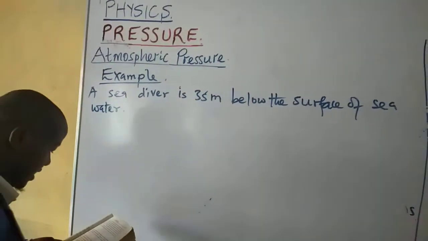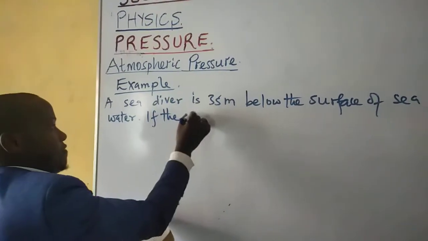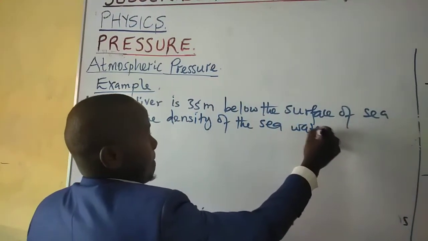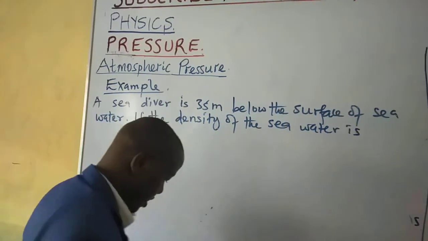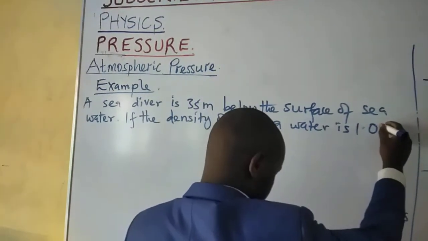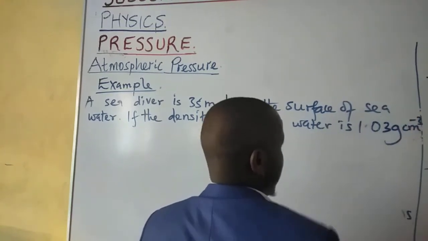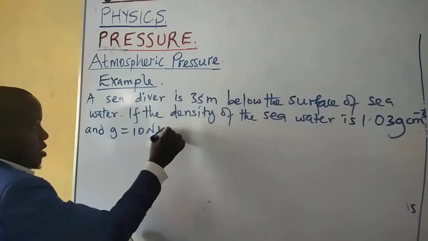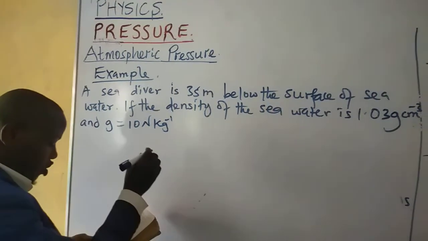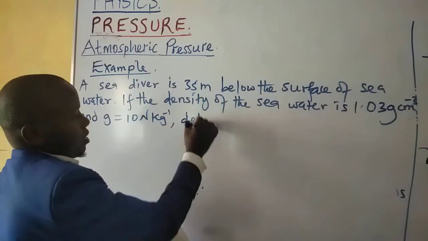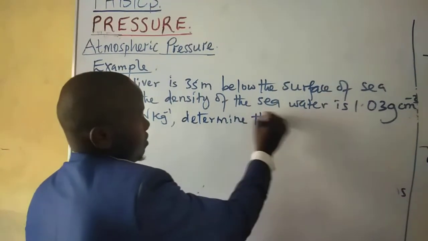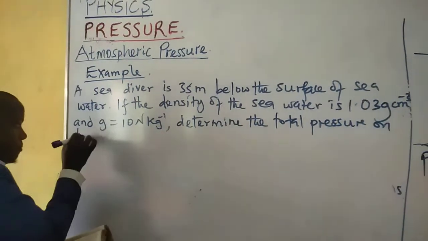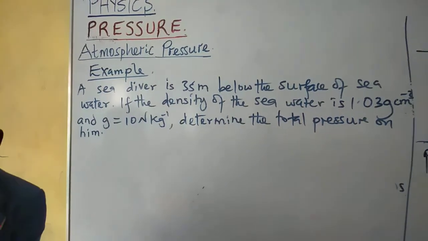Then we are told, if the density of the seawater is given as 1.03 grams per cubic centimeter, and g is equal to 10 newtons per kilogram, determine the total pressure on him.